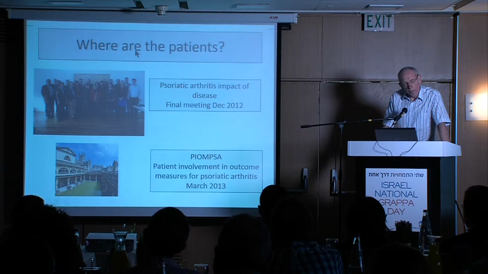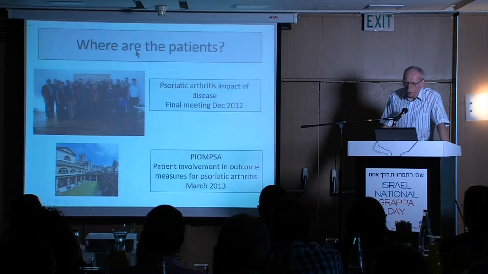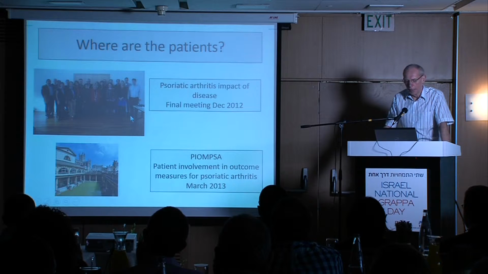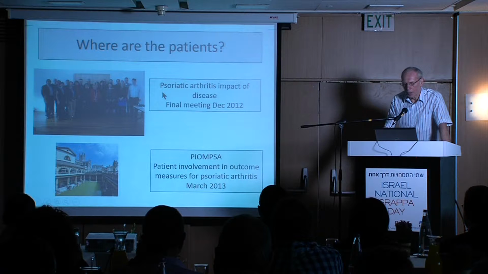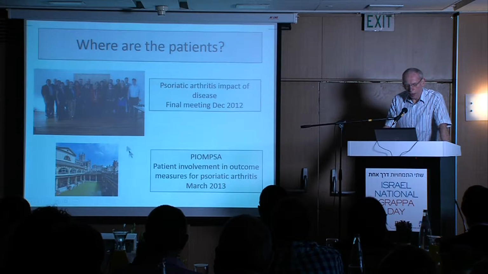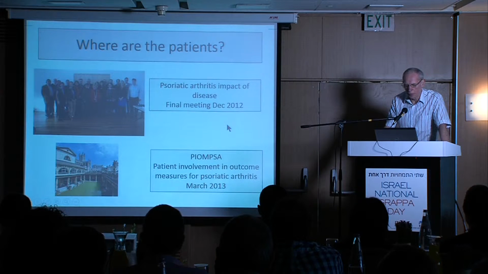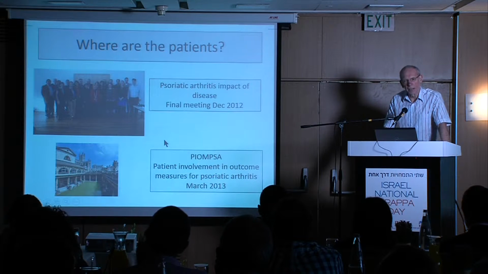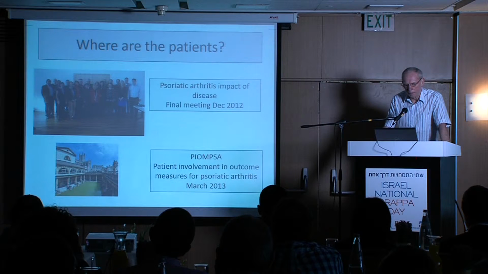And this slide just reminds me that we are now beginning to work with patients. This is a group of patients and doctors who met under the auspices of EULAR that have put together a new outcome measure called the PsAID, Psoriatic Arthritis Impact of Disease. And GRAPPA is going forward with a group called PIOMSA, Patient Involvement in Outcome Measures in Psoriatic Arthritis. And there have been 3 meetings of that group. So we are getting there with the patient involvement.